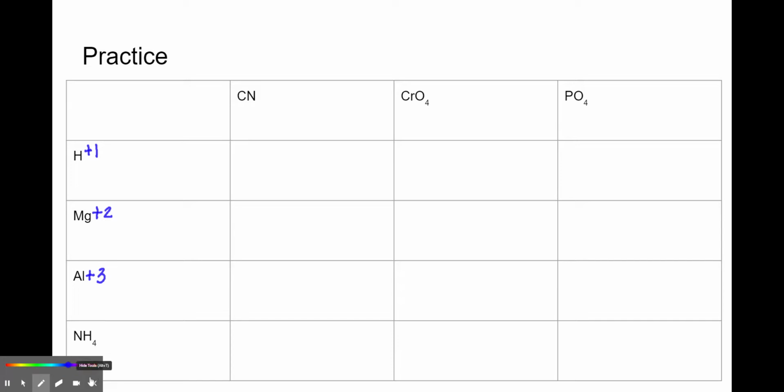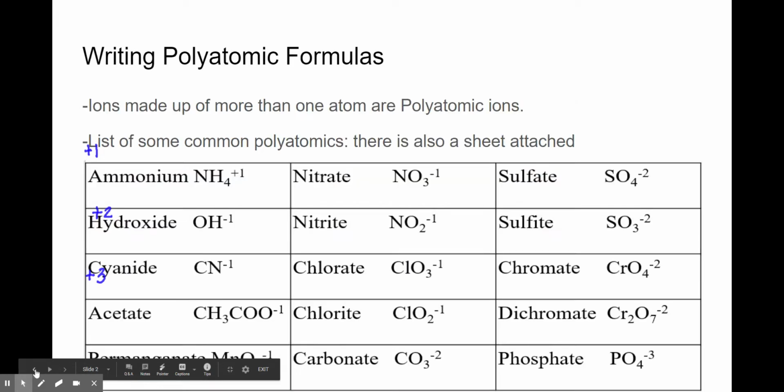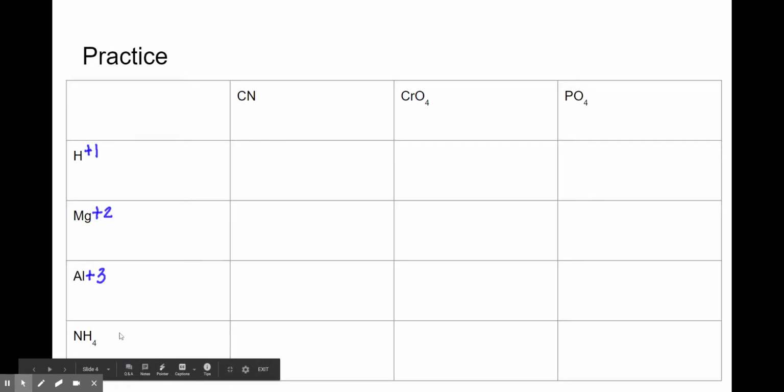NH4 is our first polyatomic that we have run into. So we need to go back and figure out what its charge is. NH4, as you'll see right here, its charge is +1. So then I'm going to go forward and write +1 here.